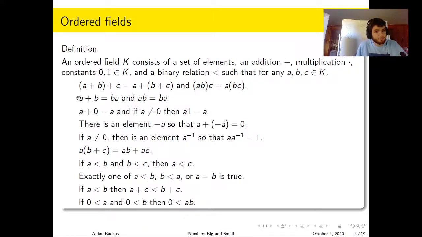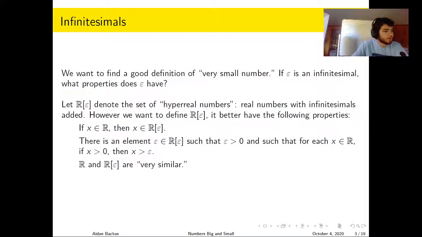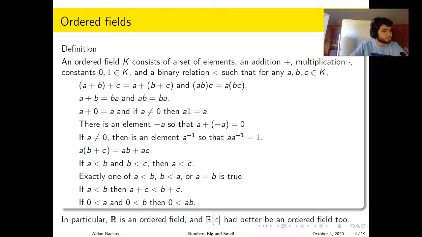These are properties that the real numbers have, and so it seems reasonable that the hyperreal numbers should have them as well. And so the hyperreals had better form an ordered field, and that should be part of this criterion that I mentioned, that they should be very similar. Okay?